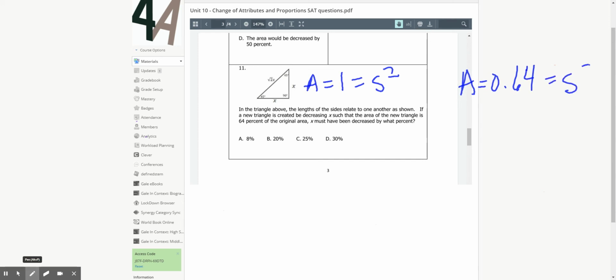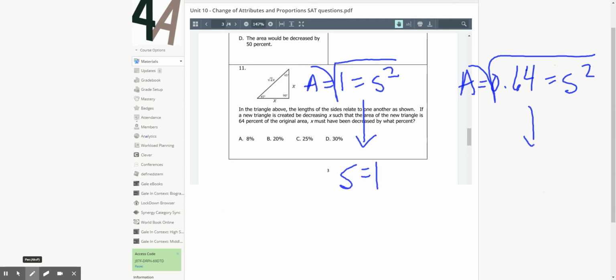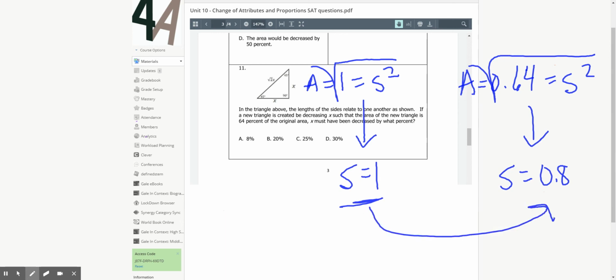Equals the side squared of our new triangle. And we just have to take the square roots, right? So if we take the square root of the original triangle and the square root over here, this doesn't surprise us that the side equals 1. And then over here, the square root of 0.64 equals 0.8. So how do I go from 1 to 0.8? It's a decrease of, you guessed it, 20%.